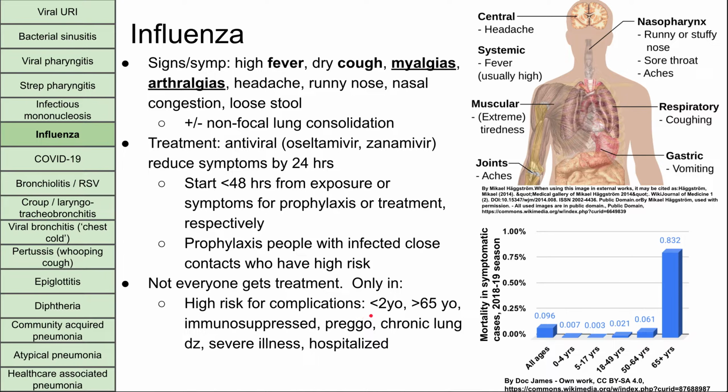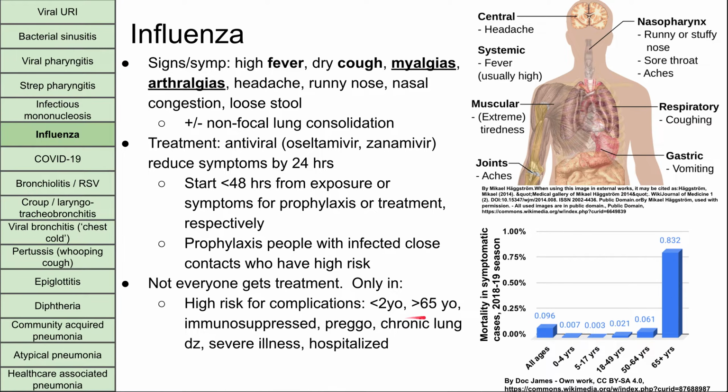And that's people that are very young, so less than 2 years old, people that are pretty old, so greater than 65 years old, people that are pregnant, immunosuppressed, people that have chronic lung disease like COPD, people with severe illness, people that are immunocompromised or hospitalized.